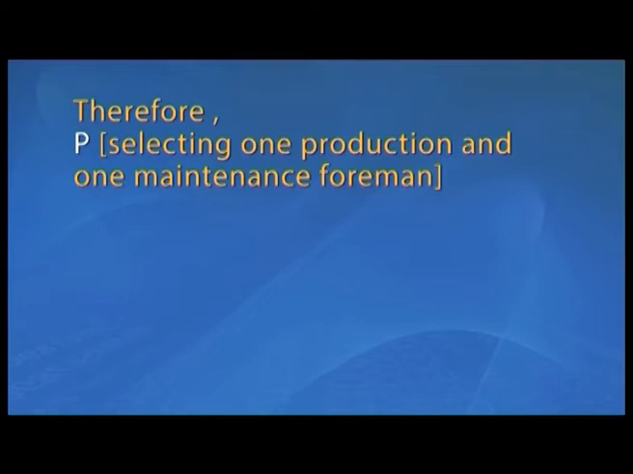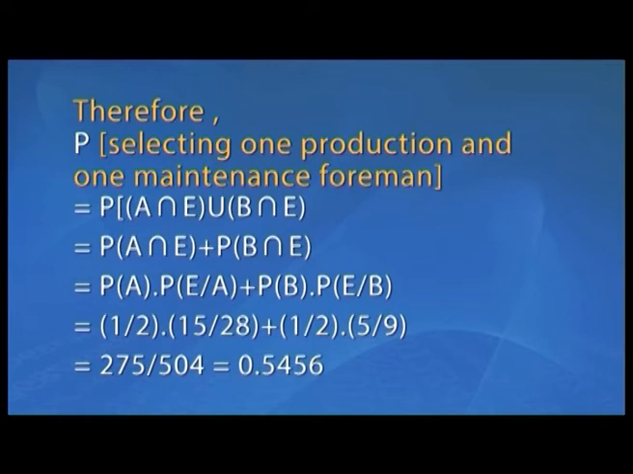The required event of selecting 1 production and 1 maintenance foreman in a selection of 2 persons can materialize in the following ways. Probability of A intersection E union B intersection E is equal to probability of A intersection E plus probability of B intersection E, which is equal to P of A into P of E given A plus P of B into P of E given B. This is equal to half into 15 by 28 plus half into 5 by 9, which is equal to 275 by 504, which is equal to 0.5456.